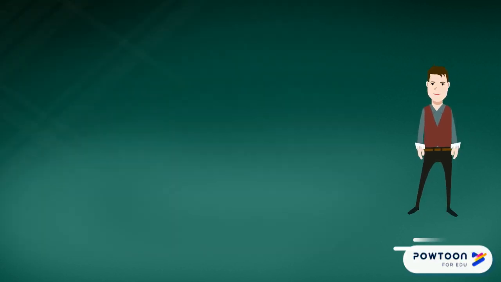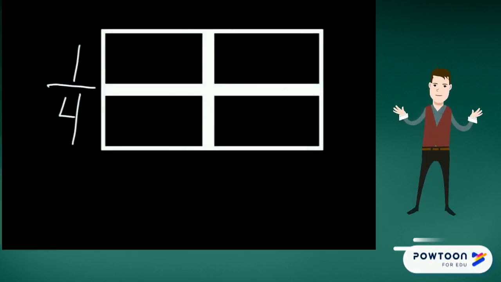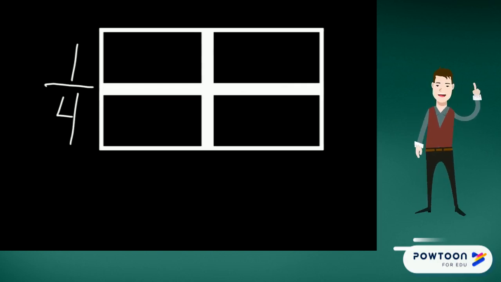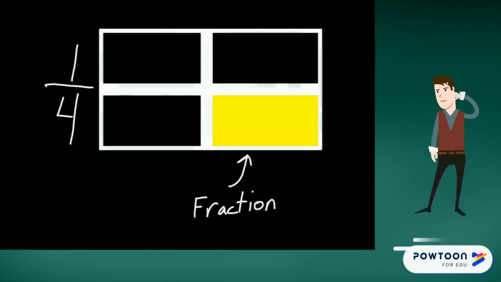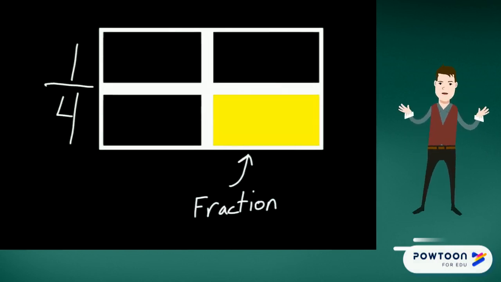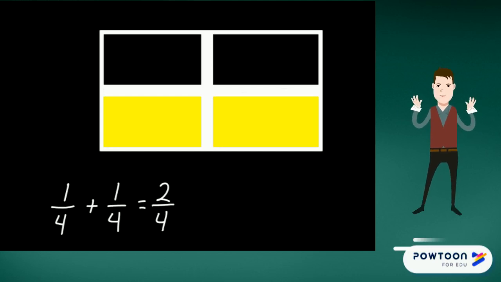Let's begin with adding fractions. You know that a fraction is a part of the whole. Think of it like a chocolate bar. Each of those little rectangles is a part of the whole. They're all fractions. When we add fractions, we are combining two parts of a whole.